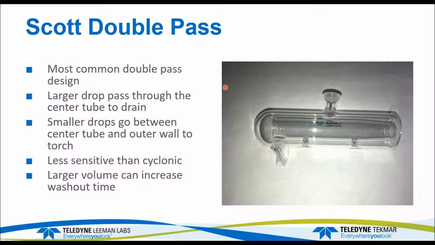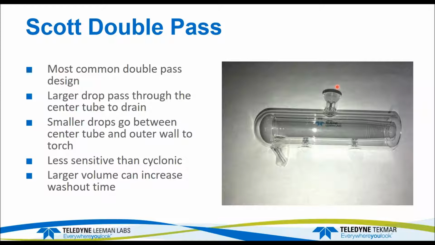So more traditional, older one is the Scott, or the double pass design. So basically the nebulizer is over on the right-hand side, like the cross flow, or you can actually get an adapter, so you could put a V groove in there, or a concentric, all that kind of stuff's available. But the sample gets sprayed through the center tube. The big drops sort of impact on the end here, and they either get shattered into little drops or go out to drain, and then the smaller drops sort of migrate back and then up into the torch. So the smaller ones go between the outer wall and the center tube.